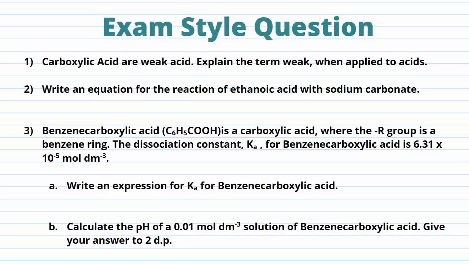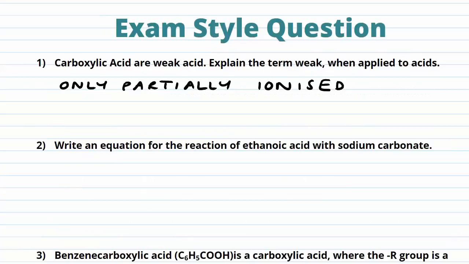So the first 2 parts of the question are relatively simple. We're talking about what weak acids mean. Then we're asked to write an equation for the reaction of ethanoic acid with sodium carbonate, our metal carbonate, which we know we can do. We learned that today. And then this third part of the question is reminding us about working out pHs and acid dissociation constants. So that might require a little bit more thinking, a little bit of revision, but let's work through it together. So for the first part of the question, you can see we've answered by explaining that weak acids are only partially ionized. So now let's move on to the second part.